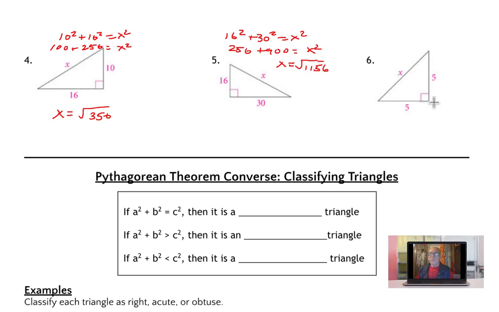Here we have two 5s with an x for the hypotenuse. So we got 5 squared plus 5 squared is equal to x squared. 25 and 25 is 50. 50 is equal to x squared. X is going to be the square root of 50. This is a little bit bigger than 7.